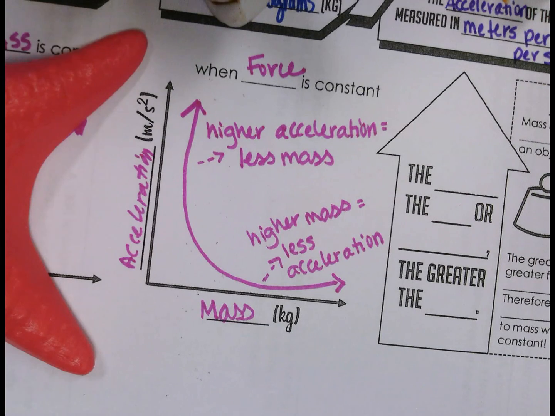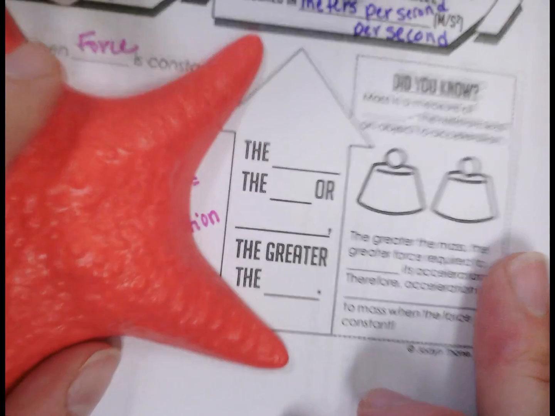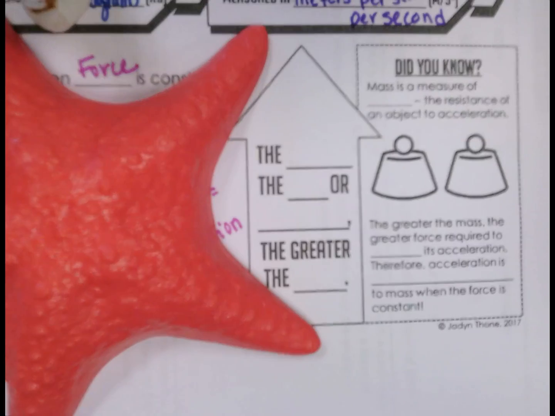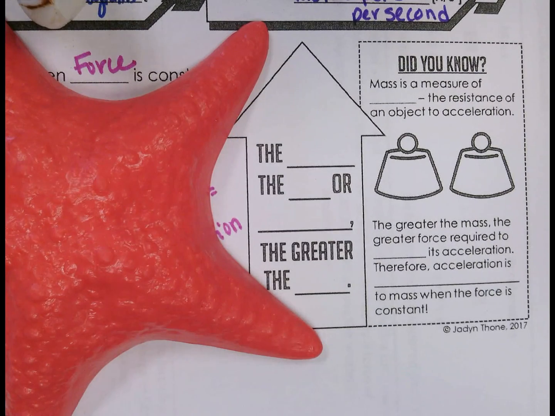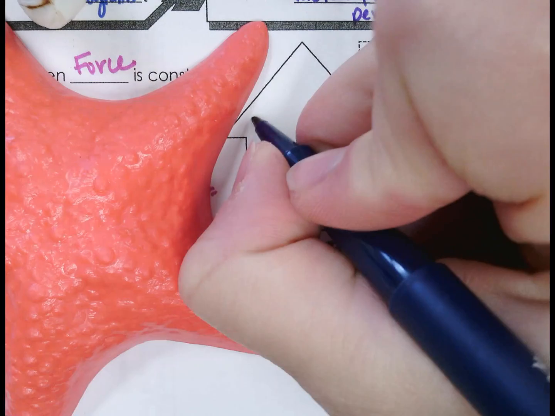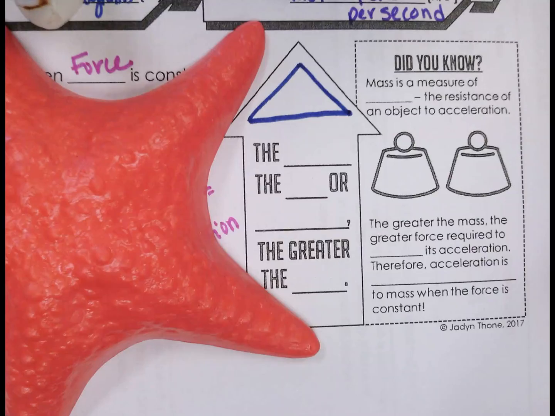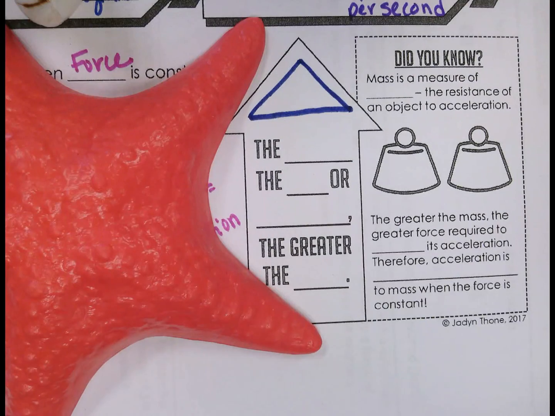Ta-da! Okay, looking at this, I grab my little starfish. Okay, so the blank or blank, the greater the blank. And I gotta draw my little pyramid, I guess, there. So this is gonna be kind of a little relationship triangle. And we could have done these for speed and acceleration and everything else in the previous section, but I opted against it. Kind of hard to see, but that's okay.